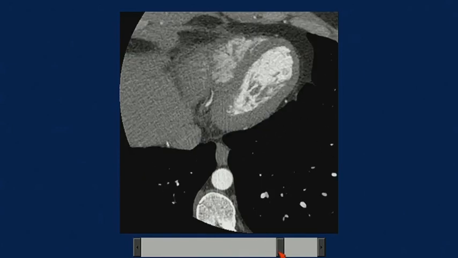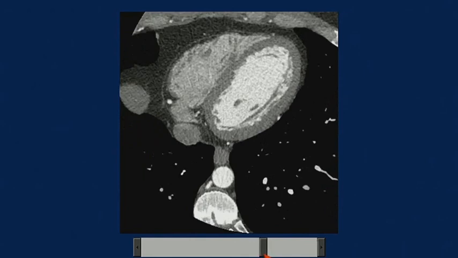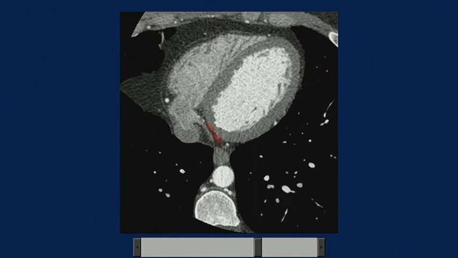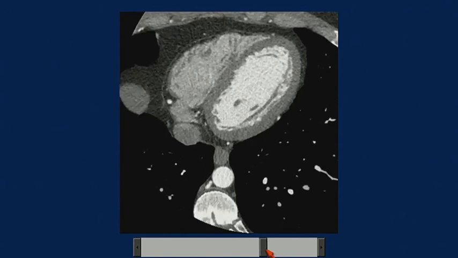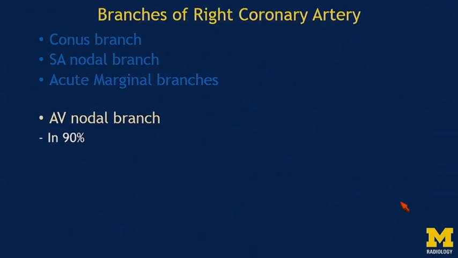And finally, like I said, since most systems are right dominant, you can see that it's terminating as a posterior descending artery. And often it'll give off the posterolateral branch where it crosses the crux. As you can see here, it's coursing over to the left side and supplying the posterobasal left ventricle. The last branch, which is often very small, is the AV nodal branch. And in fact, some authors consider the artery that gives off the AV nodal branch to be the one that is the dominant vessel. So in the majority of individuals, the AV nodal branch comes off the right coronary artery.